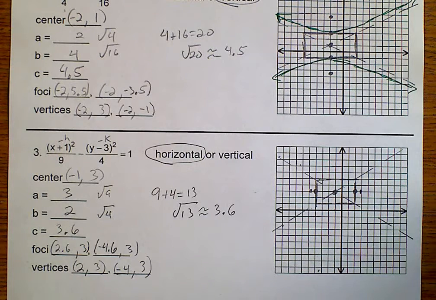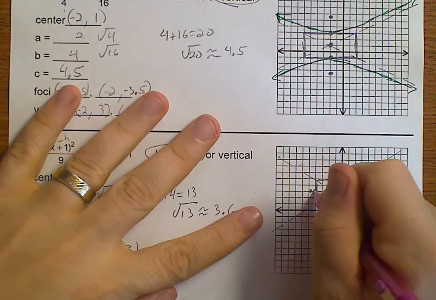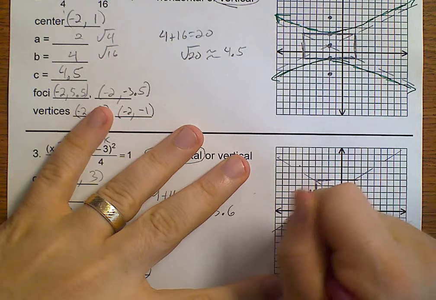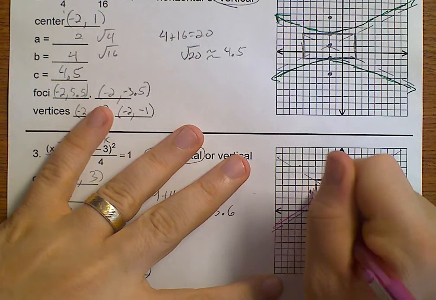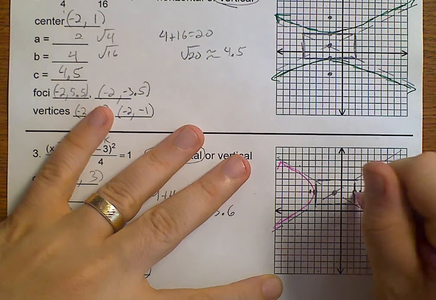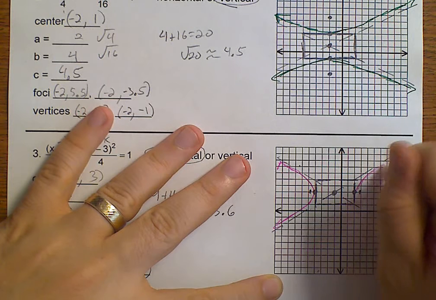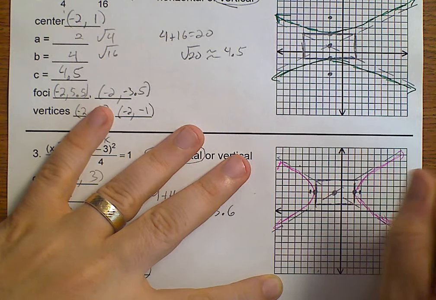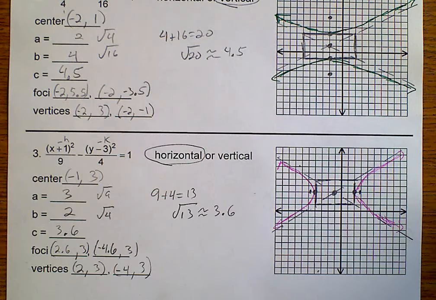And now we are ready to graph. Starting at our vertex, we swing out to our asymptote. And here we have a much narrower hyperbola.